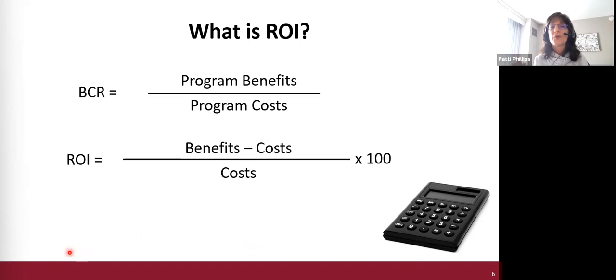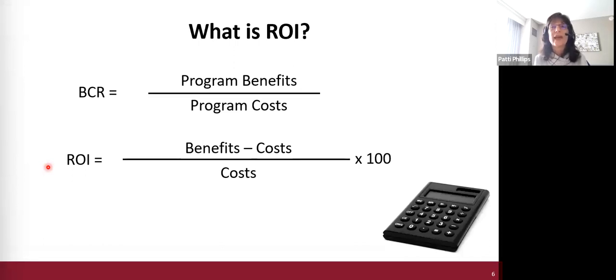When we talk about ROI, there are many measures of economic value add. There's internal rate of return, there's return on equity, there's return on assets, there's net present value, a long list. There are also the benefit cost ratio, BCR, and ROI as reported as a percentage. These two measures are the most fundamental of all economic indicators because you can use them with anything.